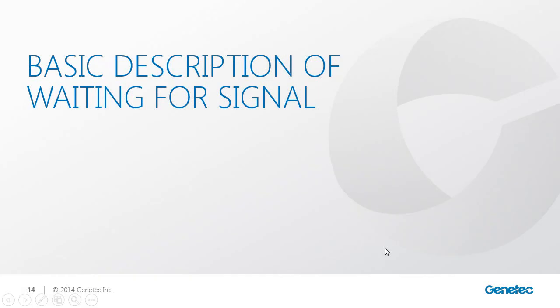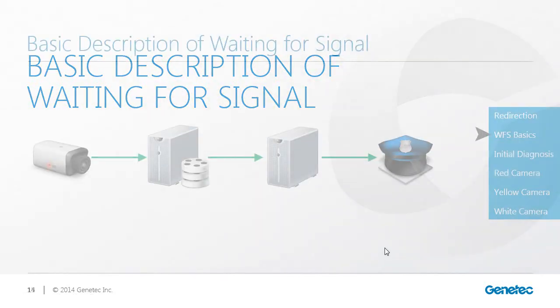Okay, so now we know how video should get from a camera or archiver to the client's workstation. Let's consider what happens when it doesn't get there. A "waiting for signal" message on the screen means we've had a breakdown somewhere in the lines of communication and the video cannot get through.